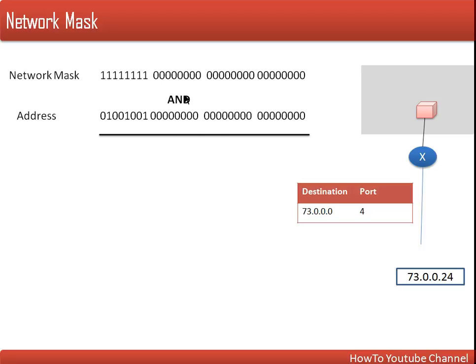After performing the AND operation, this is the result, and if we convert this result, it will give us 73.0.0.0. After performing this calculation, this router will compare this result with the stored entry. So this one will match with this one, and the router will find out that this packet has to be forwarded on port number 4. So the network mask is used by the router to find the network address for a destination.